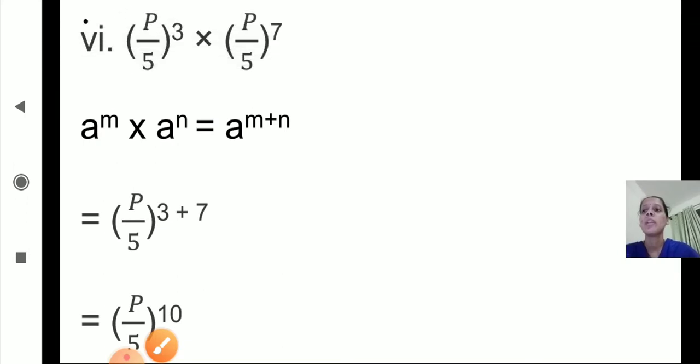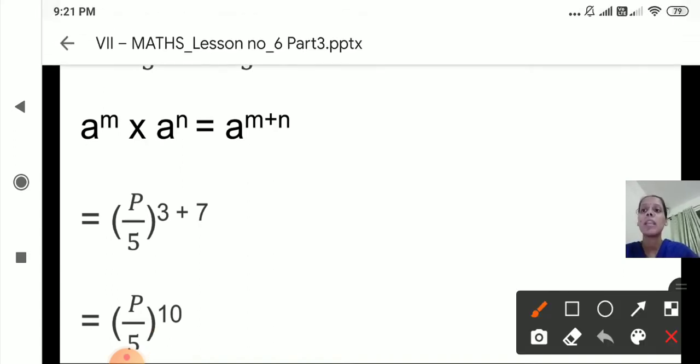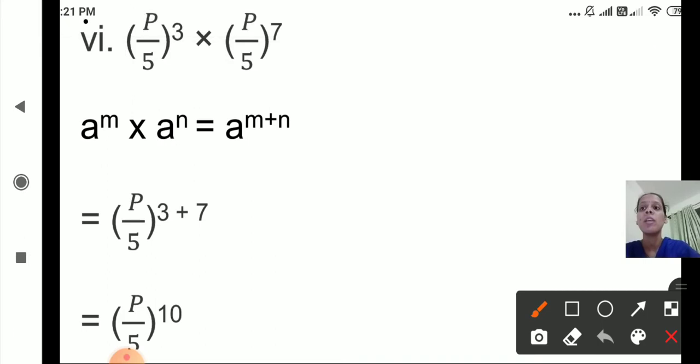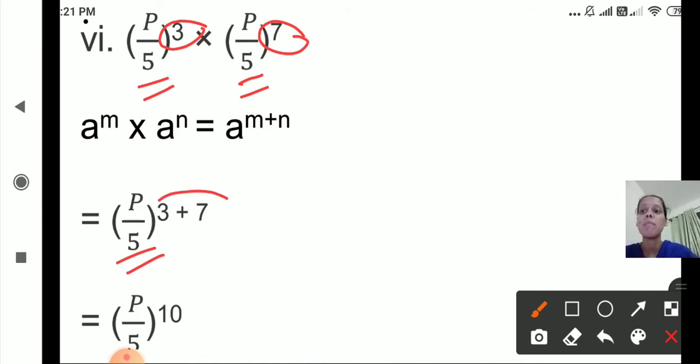Now the next, sixth one, p upon 5 raised to 3 multiplied by p upon 5 raised to 7. Again the same, as you can see in this question, base is what? P upon 5, and what is the index? Here it is 3 and here it is 7, right? So what we will do, we'll write down base first, that is p upon 5, and we'll add the index 3 and 7, that is 3 plus 7.